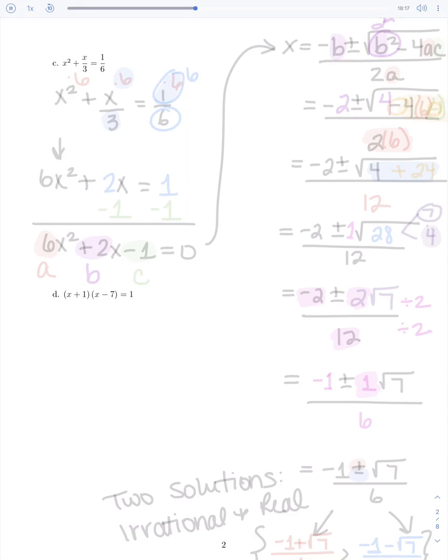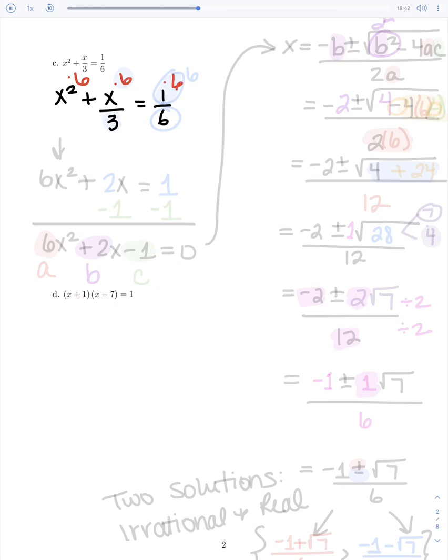In C, let's see, we have x squared plus x over 3 equals 1/6. Well, most students really dislike fractions, so I'd say let's get rid of those before we do anything. How can we get rid of all the fractions in one fell swoop? Well, we can multiply everything by a factor of 6.